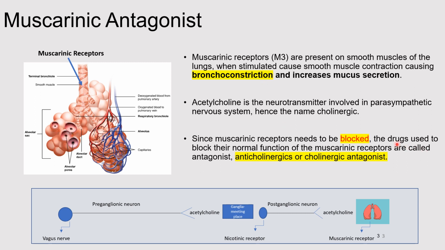A drug is given, and that drug goes and sits on these muscarinic receptors, but instead of stimulation, it blocks their action. That's why it's called an anticholinergic or cholinergic antagonist. That explains the mechanism of action of the anticholinergics.